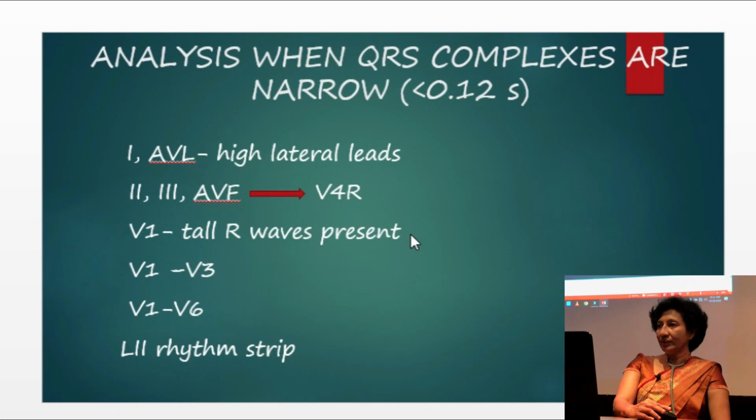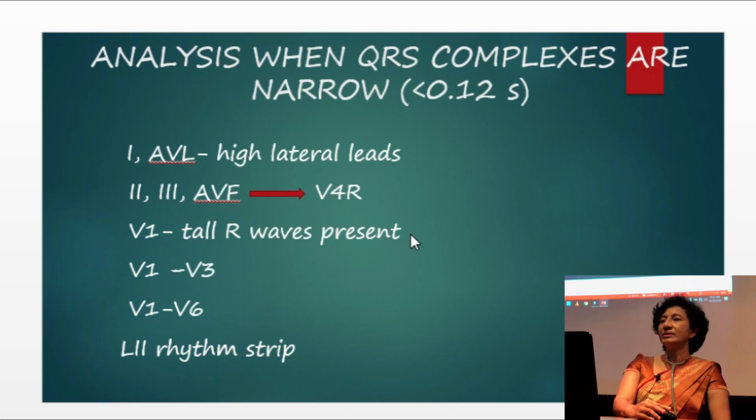But sometimes you may see tall R waves in lead V1. If so, you have to look for the possible causes of tall R waves in lead V1. What are the causes of tall R waves in lead V1? Physiological: in newborn and infant, you can see tall R waves in V1.